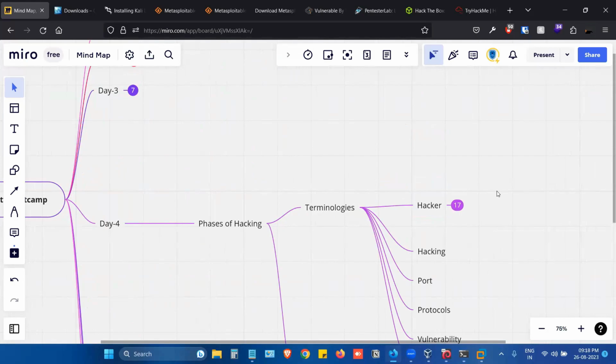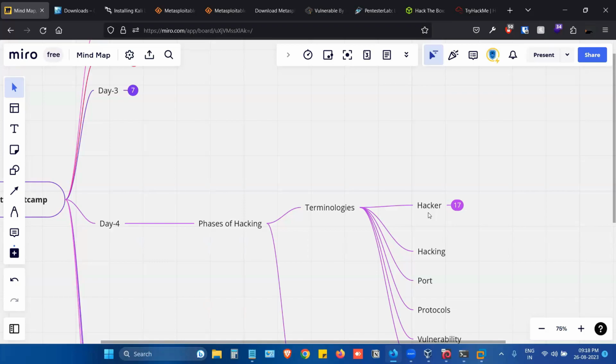So the first term we have is hacker. A hacker means a highly skilled person in computer or security, who takes advantage of the weaknesses available in the system and breaks into the system through that particular weakness, but they don't have any permission to perform any kind of activities. These guys perform malicious activities without any permission, and that's why they are known as hackers.